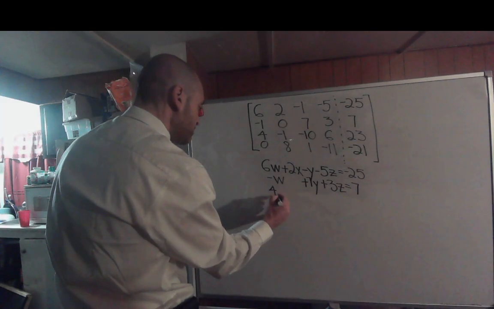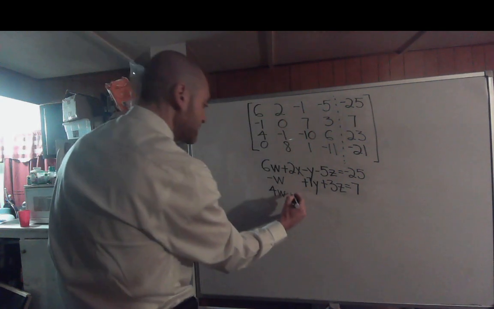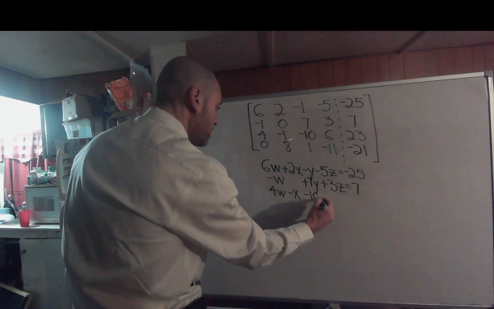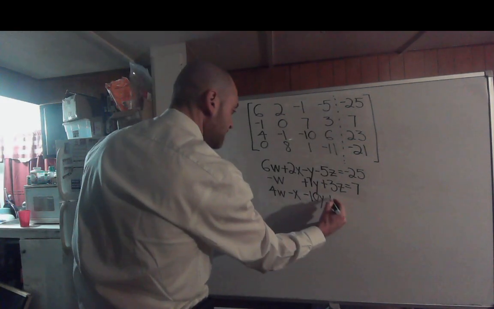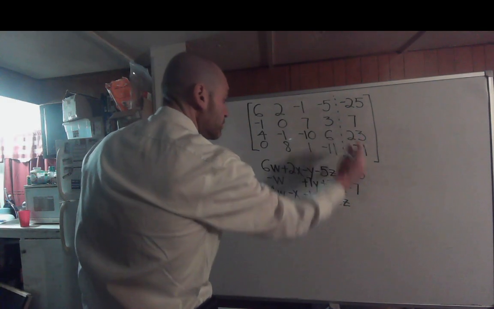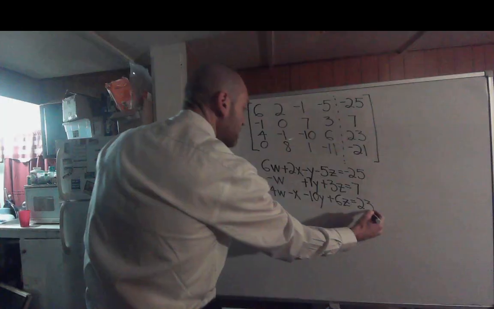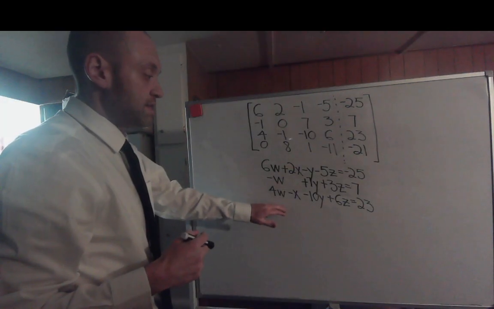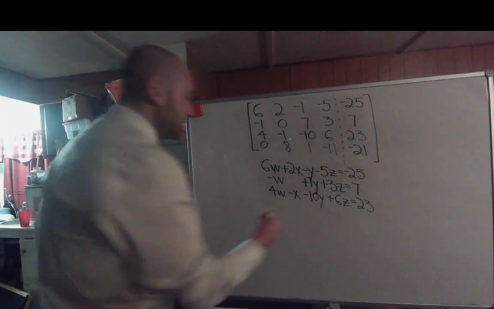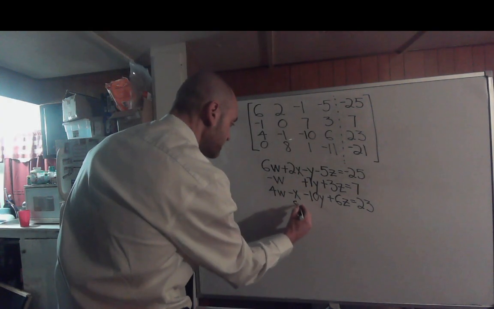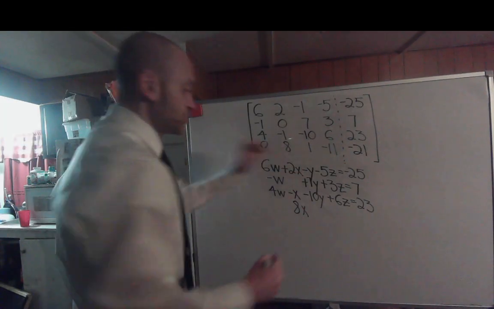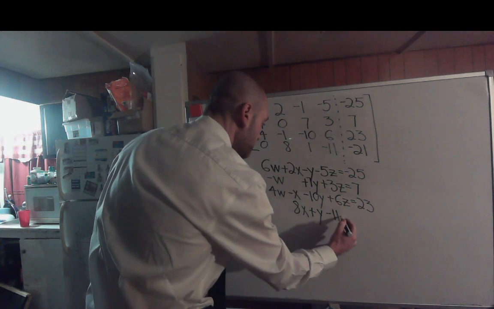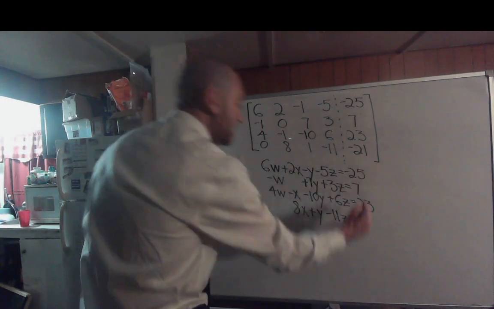Third row, first entry is my w variable coefficient. That would be 4w. Coefficient on x, that'd be minus x. And then coefficient on y, that'd be minus 10y plus 6z equals 23. And then the final row, coefficient on w is 0. We don't even have to write a w there. But coefficient on x, that's positive 8x. Coefficient on y, that's positive 1, so plus y minus 11z equals negative 21.